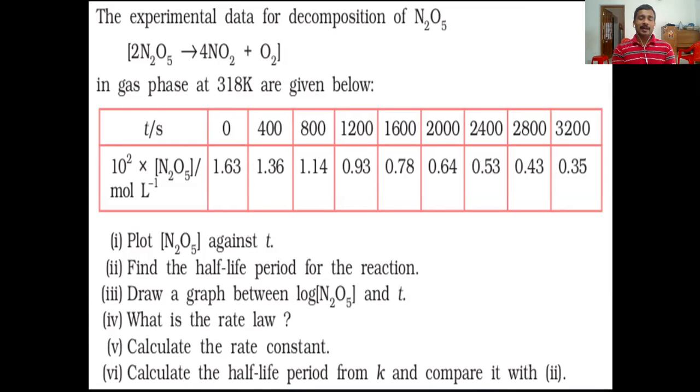Now, what is the rate law? If you are getting a straight line graph, surely it will be a first order reaction. Calculate the rate constant. If it is a first order reaction, you can find out the rate constant from the slope of the graph, isn't it? Calculate the half-life period from K and compare it with the one from part 2. From K, half-life period T half is equal to 0.693 divided by K. You can see the solution here.